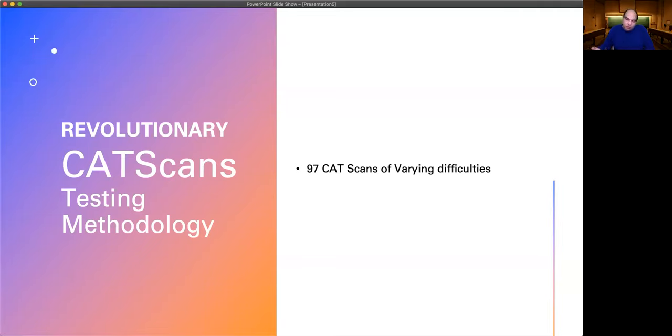That means your knowledge is good, but you're not able to solve it under time pressure. So these CAT scans will help you guide and decide what work you should do in different chapters.